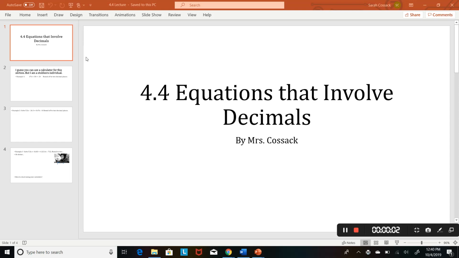Okay, so this is section 4.4 for Algebra 1, equations that involve decimals.